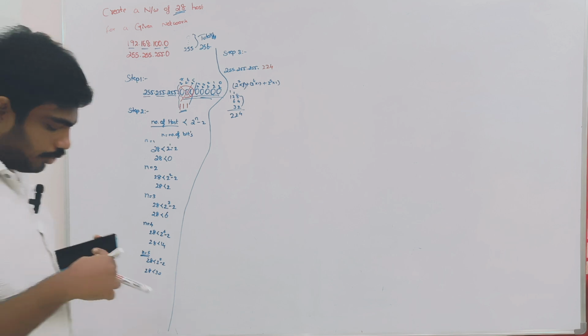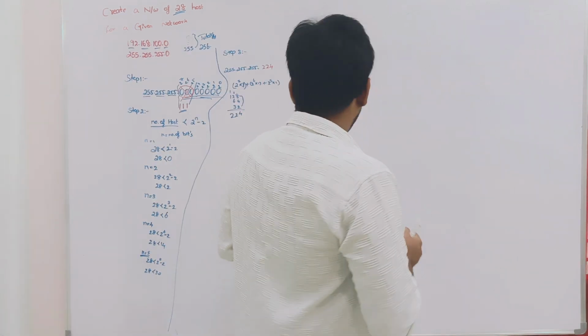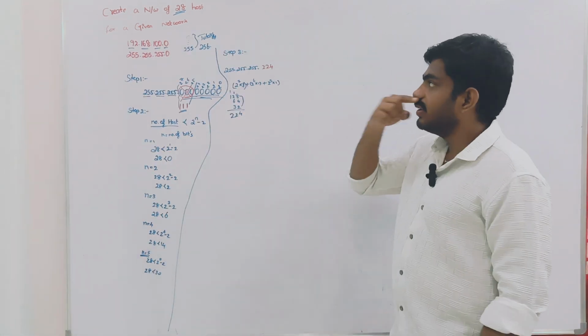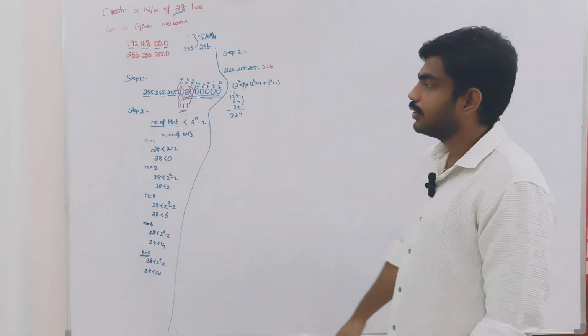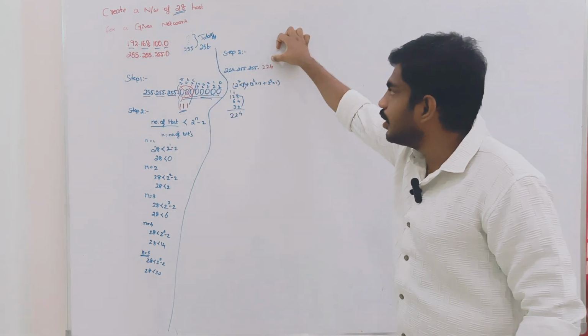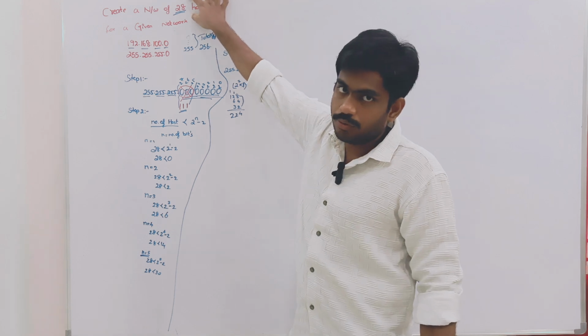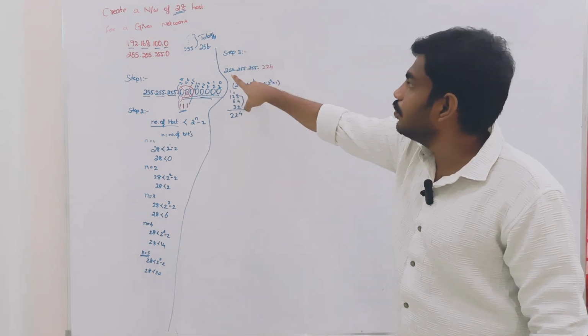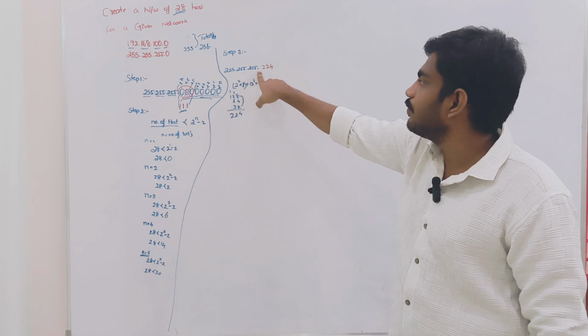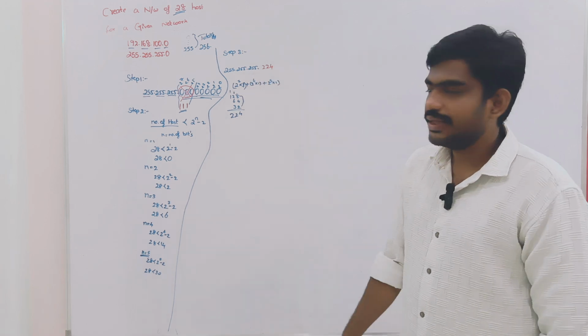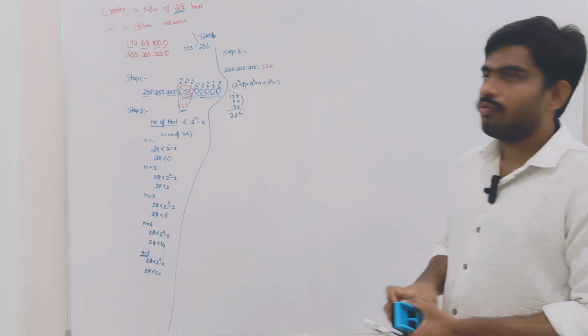Why do we take 224? Our requirement is to get 28 hosts. So what is our subnet mask to get 28 hosts in a network? 255.255.255.224 is our new subnet mask. Now what will we do?